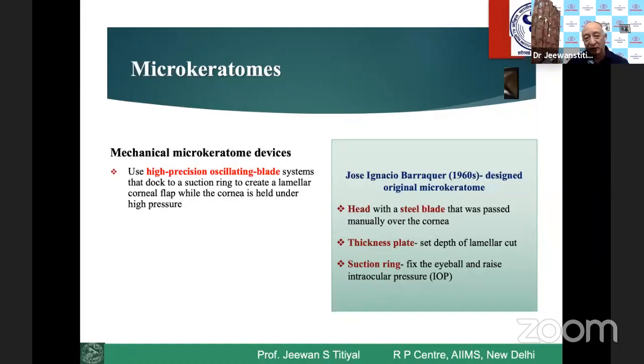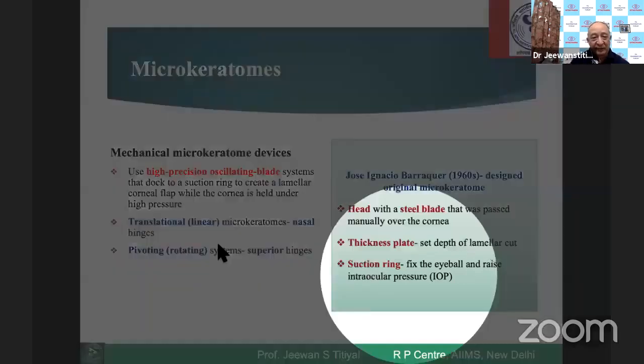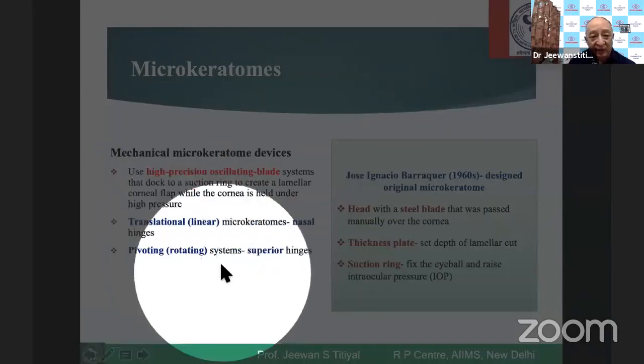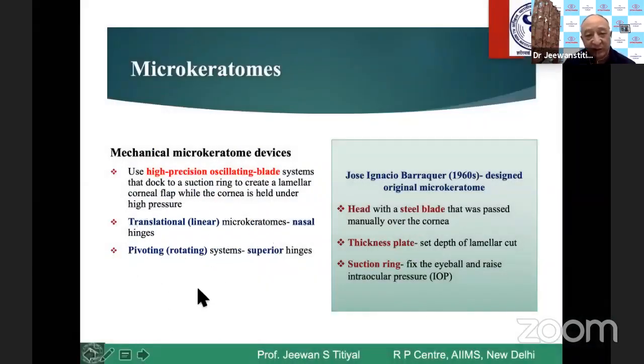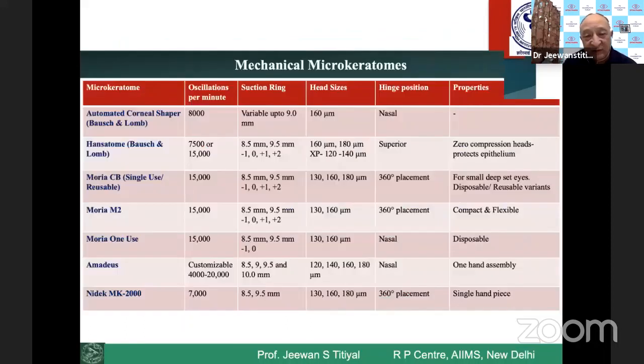It was Jose Barraquer who started in 1960 and developed the keratomes for lamellar keratoplasty. And this gave birth to refractive laser surgeries based on flap making. So we have 2 types of microkeratomes based on their way of moving. One is a linear movement, that is translational, which gives a nasal hinge flap, or you have a rotating, pivoting type of pendular microkeratome, which gives a superior hinge flap. But now, considering the fact most items can be disposable, you have single-use keratome blades and heads also, to decrease the complications in these cases.